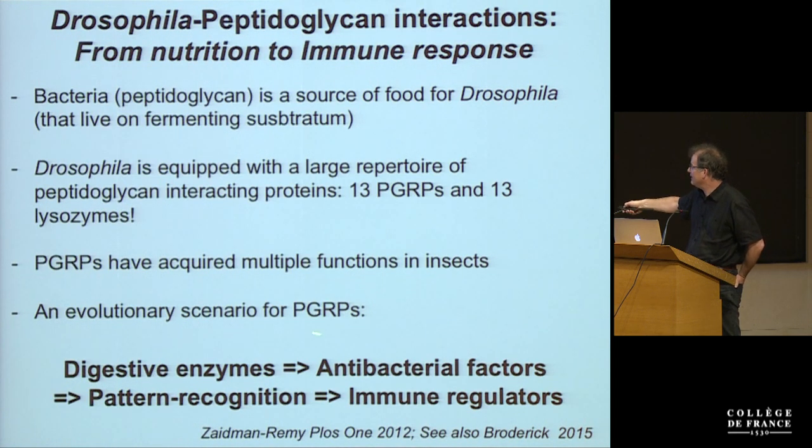And we could speculate an evolutionary scenario for them. They were first digestive enzymes. Maybe later they were involved as antibacterial factors. Later on, they were used as pattern recognition receptors that can be used in a pathway. And later on, some of them were used as immune regulators, such as PGRP-LB and PGRP-SD.